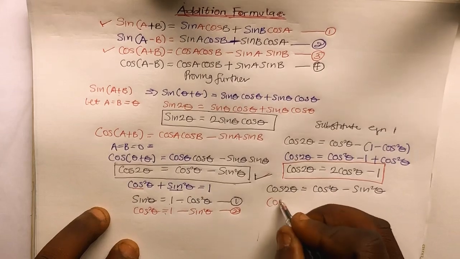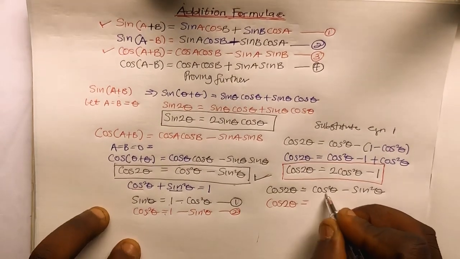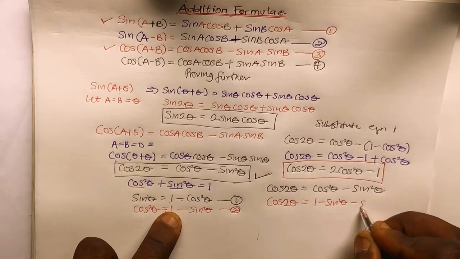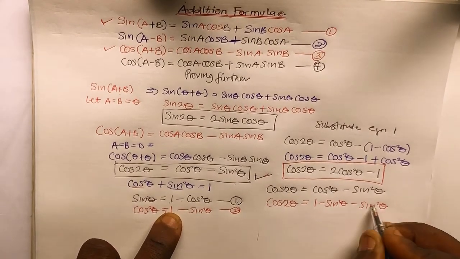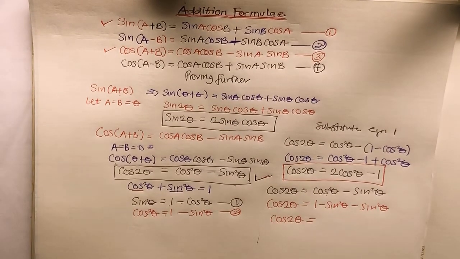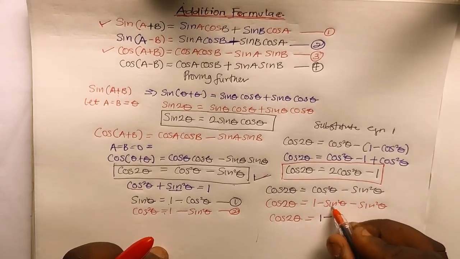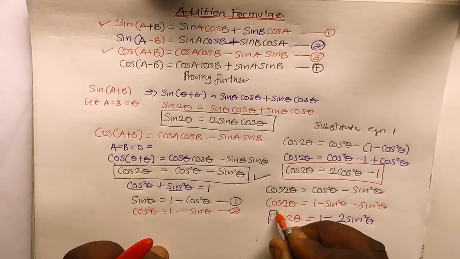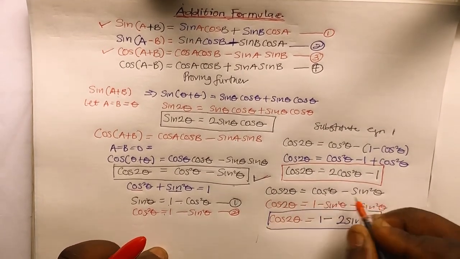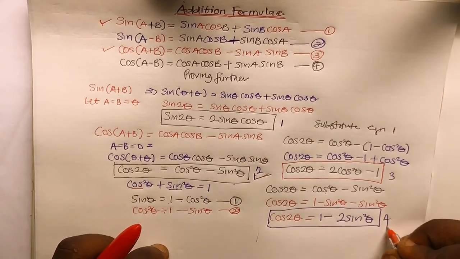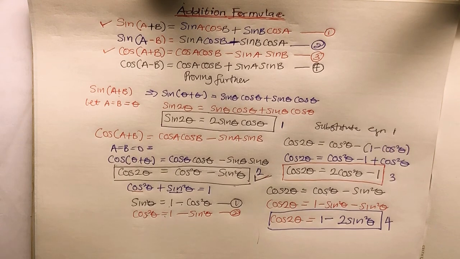You're going to have cos 2 theta equals to what? That's 1 minus sine square theta minus sine square theta. This is actually the same thing as writing cos 2 theta equals 1 minus this plus this, which is actually 2 sine square theta. So this is the third formula I'm having. This is the first, the second, the third, and also the fourth under the addition formula.